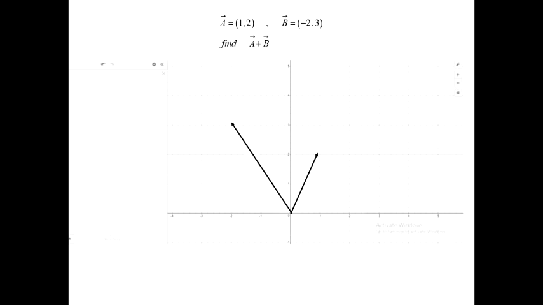So we have a problem here. Vector A equals (1, 2), vector B equals (-2, 3), and we need to find vector A plus vector B. Of course, we can represent them in orthogonal coordinates x and y. Vector A is (1, 2), vector B equals (-2, 3). And we have a little problem: they are not connected as we expected.